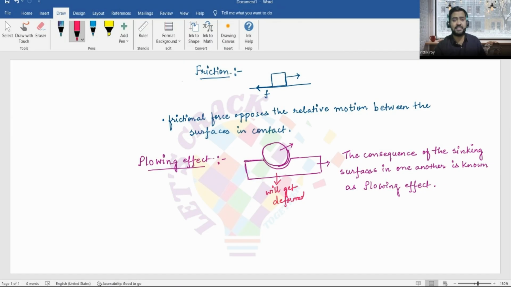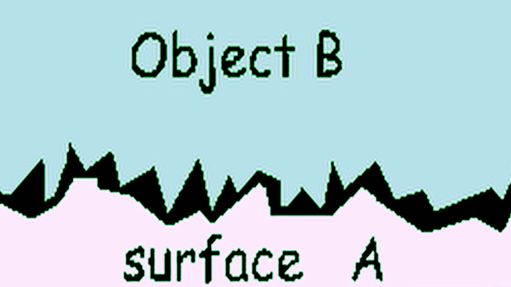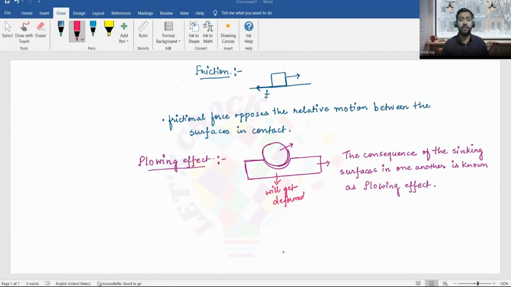So till now we have studied that frictional force is the force which opposes the relative motion between the surfaces in contact, and it acts in the opposite direction of the motion. Then we studied the causes of friction. Number one is the ploughing effect: the consequence of the sinking of surfaces into one another. The other is the interlocking of the two surfaces. So these were the two causes of friction.